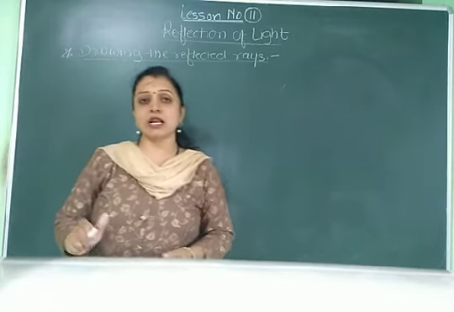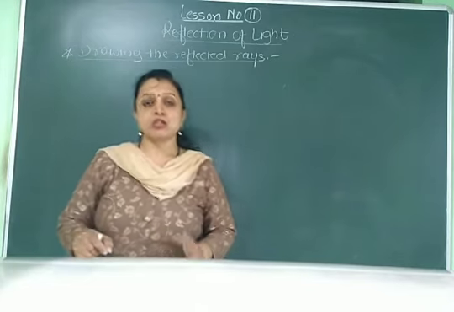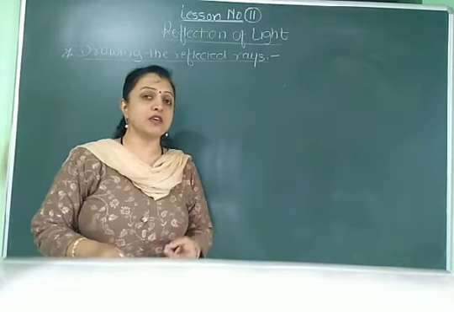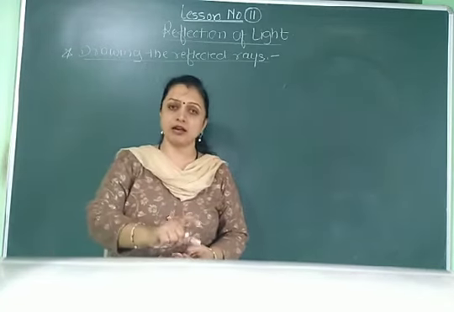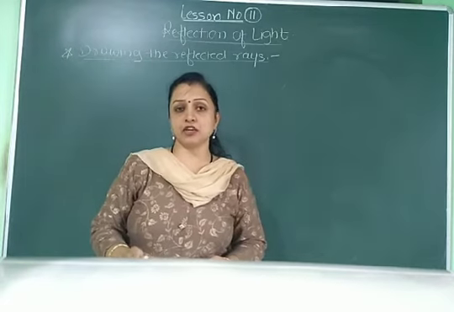In the last lecture we have studied the different terms related to the spherical mirror. So what are the different terms that we have studied? The first term is the pole of the mirror. The center of the mirror surface is called the pole of the mirror. The second term is the center of curvature. Center of curvature means the center of the sphere of which the mirror is a part. The third term that we have studied is the radius of curvature.